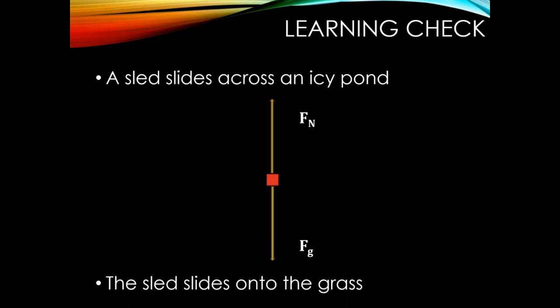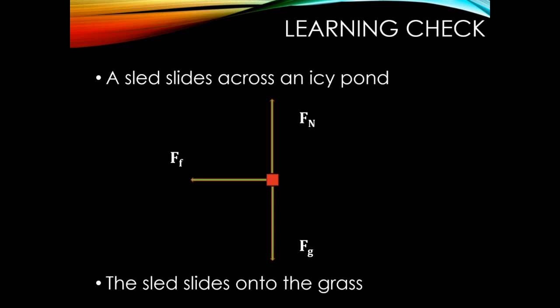Now what happens if our sled slides onto the grass? Now we're going to have friction. So we don't have anything pushing that sled, but it's going to hit the grass. And so we're going to have some kind of friction slowing it down. Now, since it doesn't specify, we can draw our friction force in either direction.